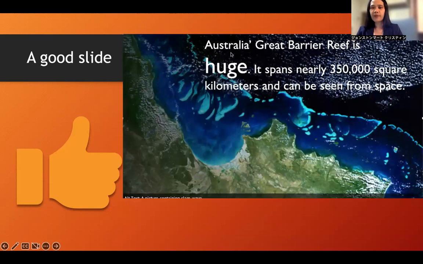This one, I would like to highlight this word, huge. Australia's Great Barrier Reef is huge. It spans nearly 350,000 square kilometers and can be seen from space. The word huge is really, for example, if you're teaching and your audience includes language learners, then they might understand the word huge.